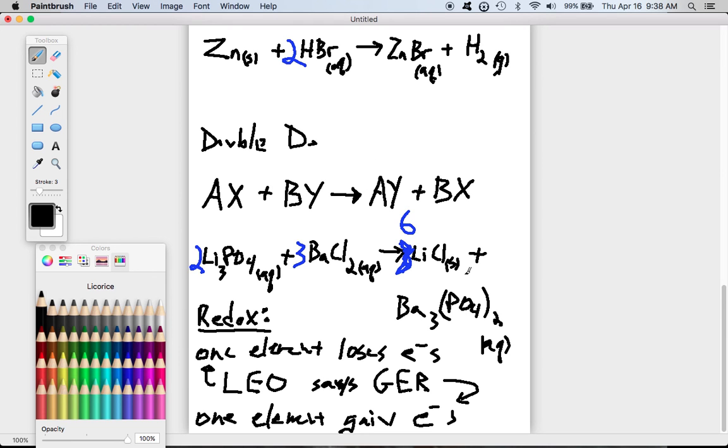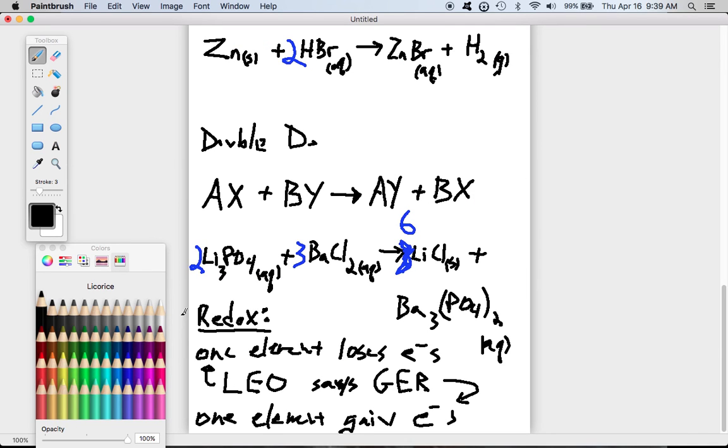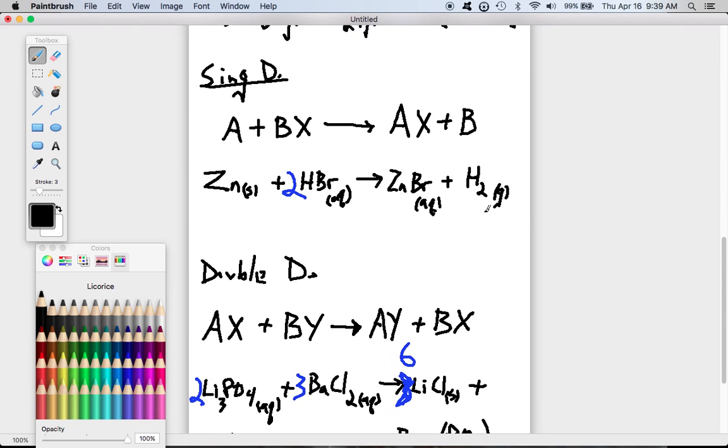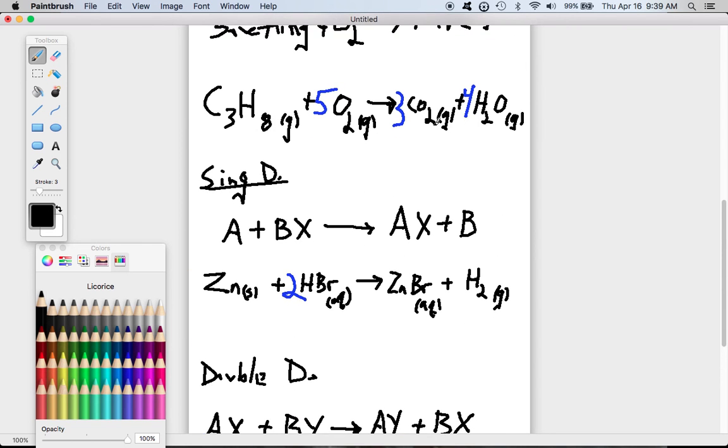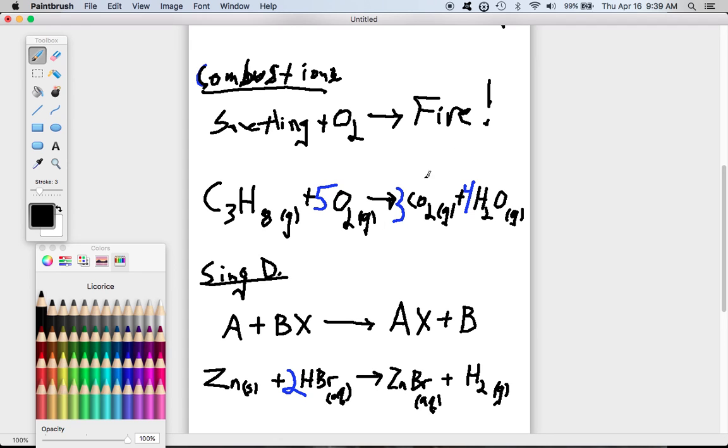So there you go. And then there was another thing on the list over here. Look for polyatomic ions that have been broken down, because they usually contain an element that has been oxidized or reduced. Polyatomic ions are groups of atoms. So let's look. There's a polyatomic ion there, phosphate. It didn't get broken apart, so that's not a redox reaction. I don't see any polyatomic ions in this one. I see that thing fall to pieces. That's a big chunk. Something's got to happen to take that one apart. And you've got your free element there too.